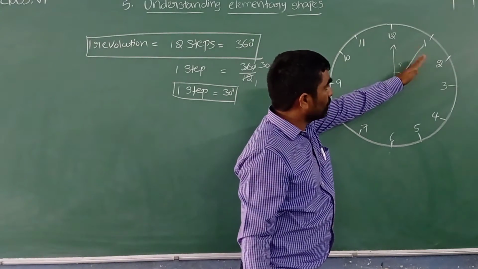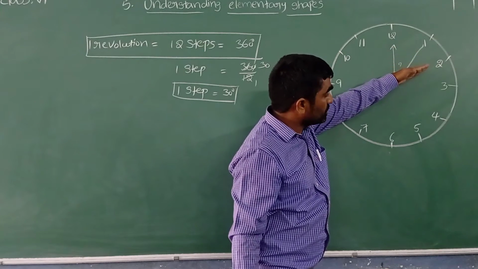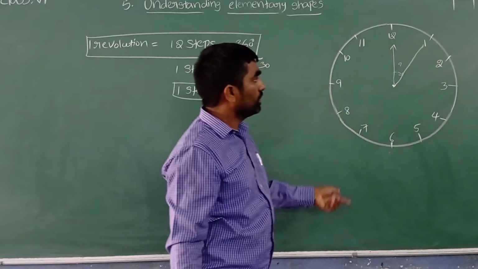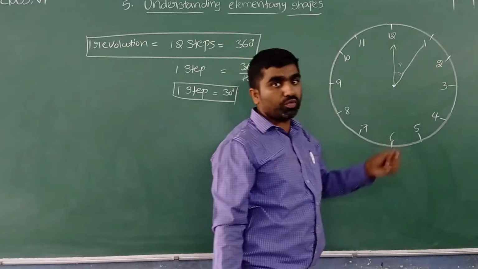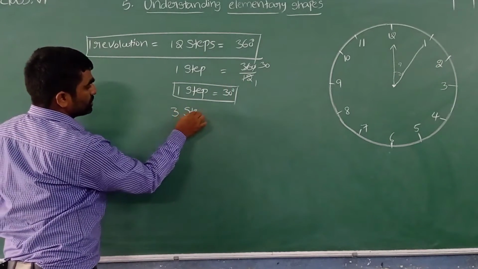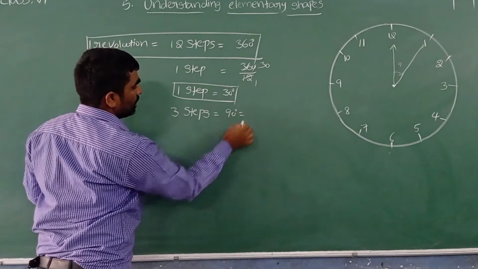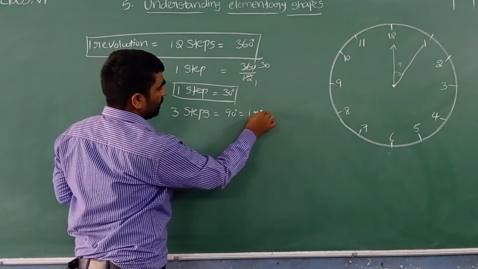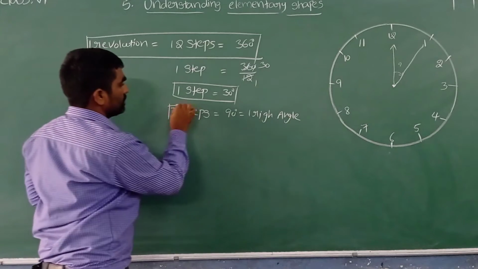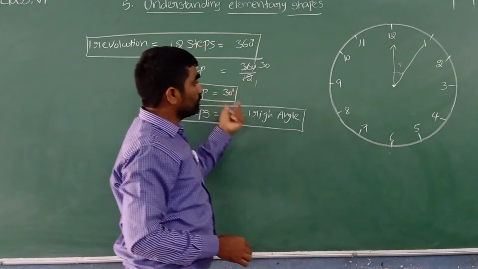Suppose it moves from 1 to 2 again, so from 12 to 2 it is 30, 30, 60. Suppose it moves up to 3, from 12 to 3, that is 1, 2, 3, 3 steps. 30, 30, 30 equals what? 90 degrees. So for every 3 steps, we cover 90 degrees, which is nothing but one right angle. 3 steps is equal to one right angle.